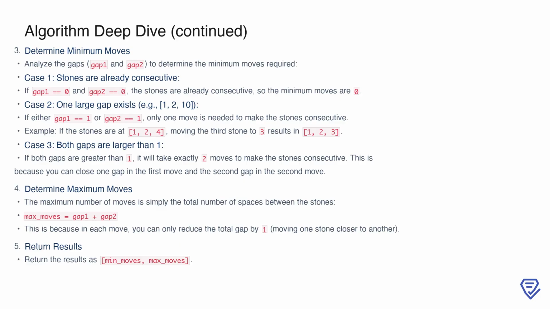This is because we can close one of the larger gaps in the first move and the remaining gap in the second move. To calculate the maximum number of moves, we sum up the total empty spaces between the stones, which is gap 1 plus gap 2. This represents the total number of moves needed if we only reduce the gap by 1 unit per move. Finally, the algorithm returns both the minimum and maximum moves as min_moves, max_moves.